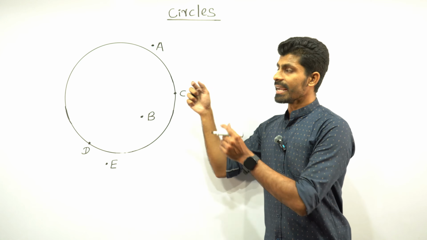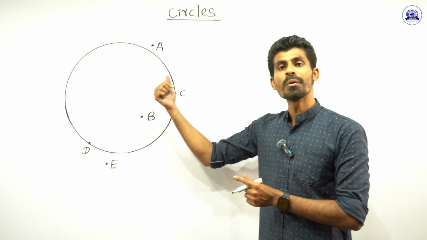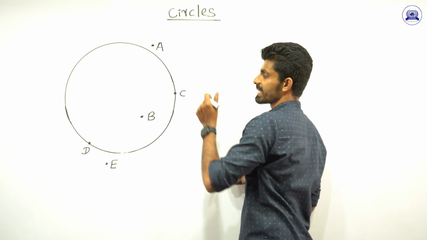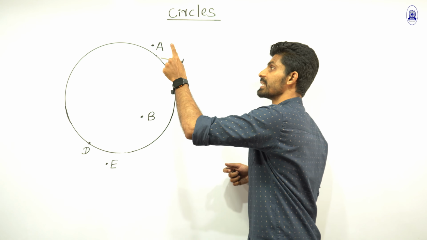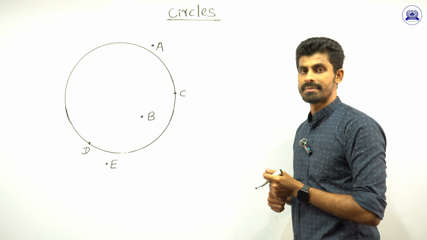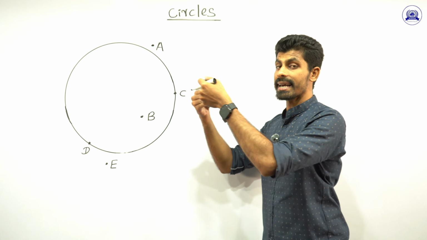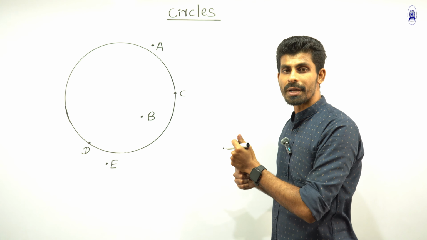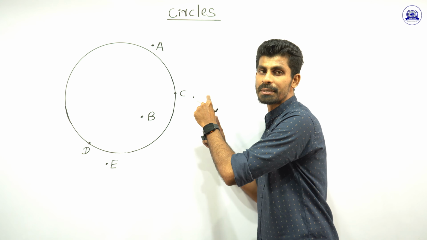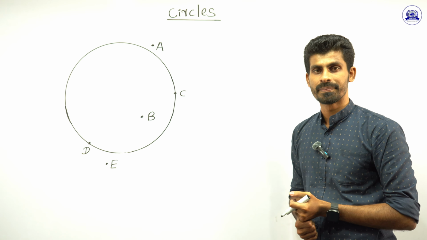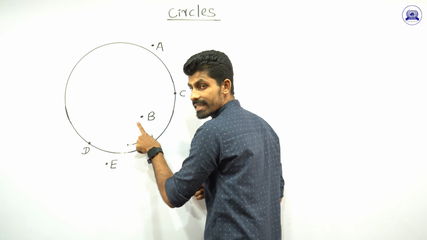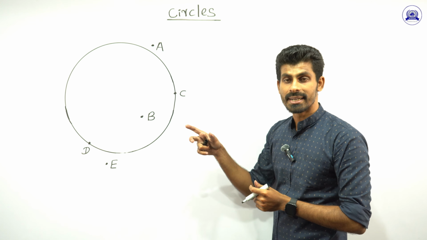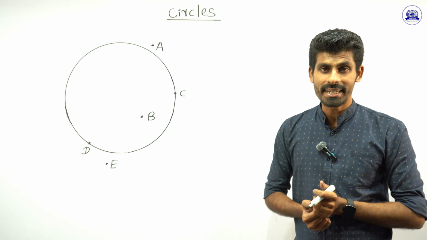A is located inside or outside? Outside of the circle. A is located on the outside of the circle. B, not outside. B is the opposite one. What is B? B is inside of the circle. A equals outside the circle. B means inside the circle.